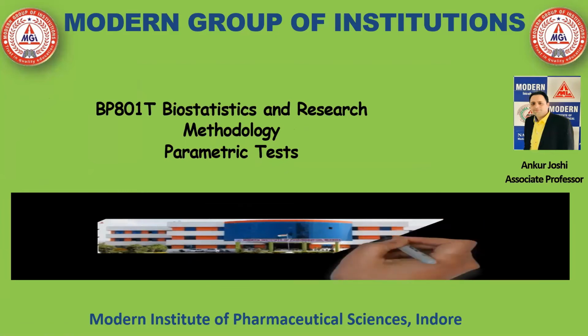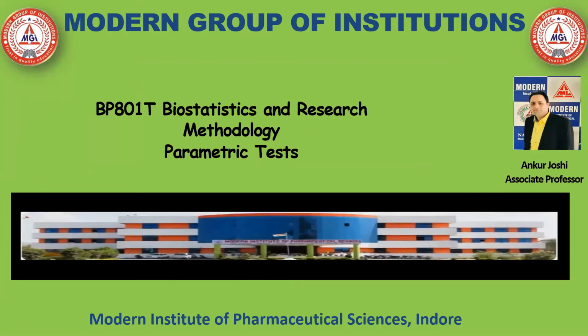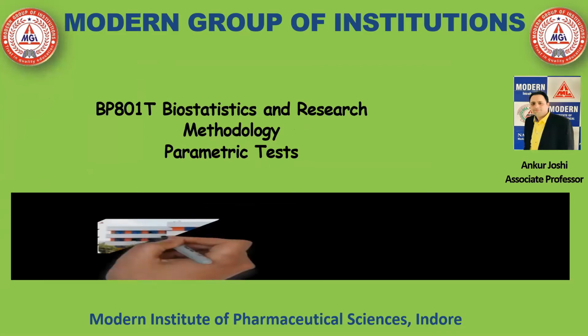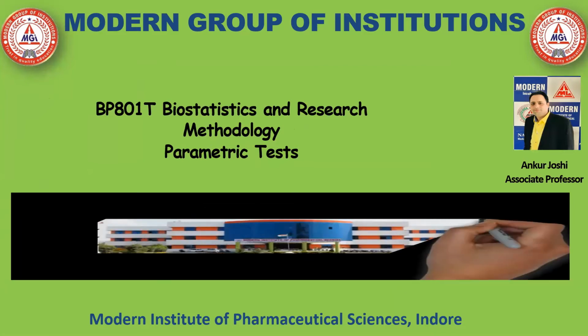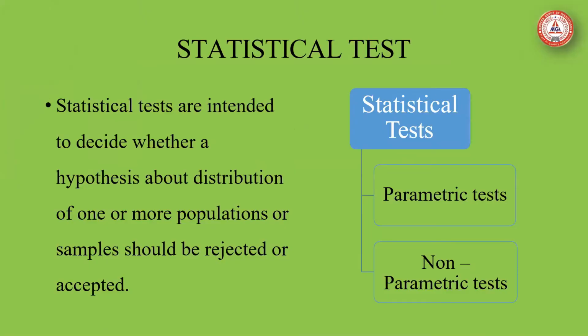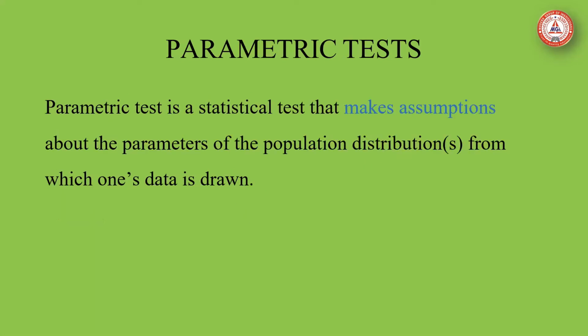In today's video lecture, we study about parametric test, which is a part of biostatistics and research methodology. First of all, what is a statistical test? Statistical tests are intended to decide whether a hypothesis about the distribution of one or more populations or samples should be rejected or accepted. Statistical tests are mainly divided into two types. First one is parametric test and another one is non-parametric test.